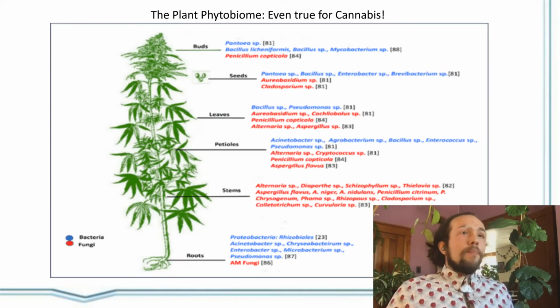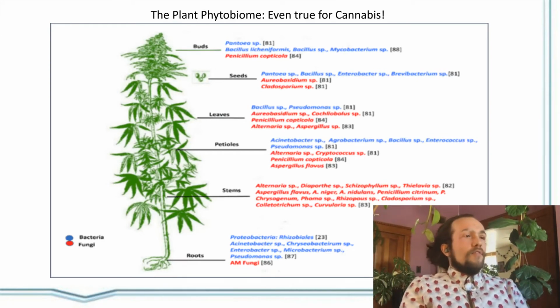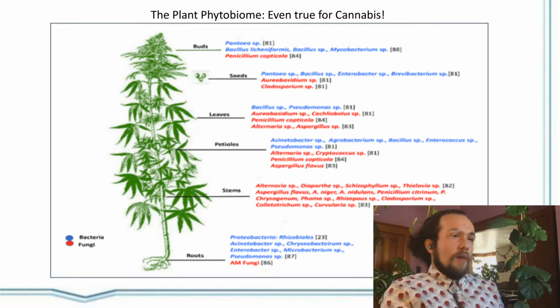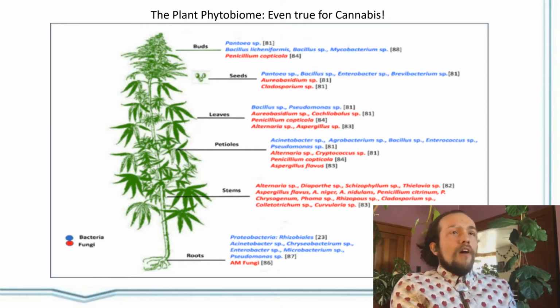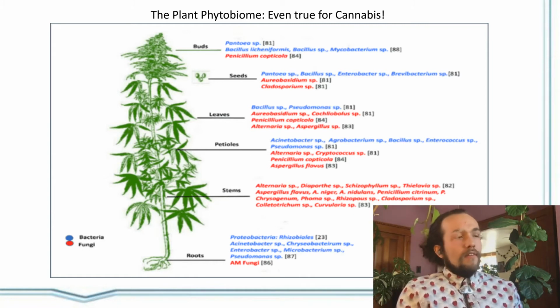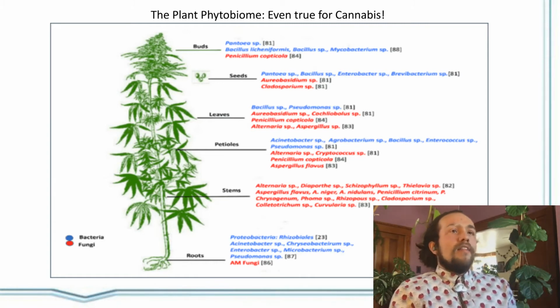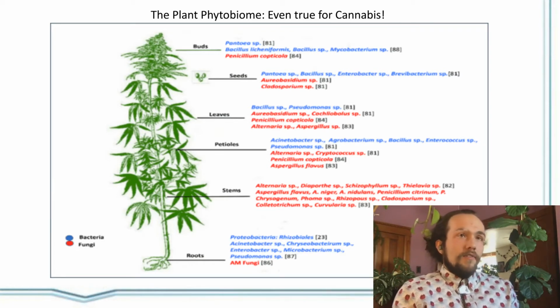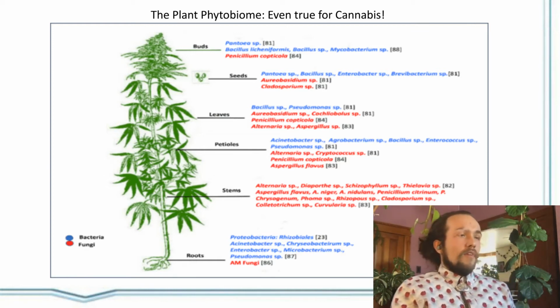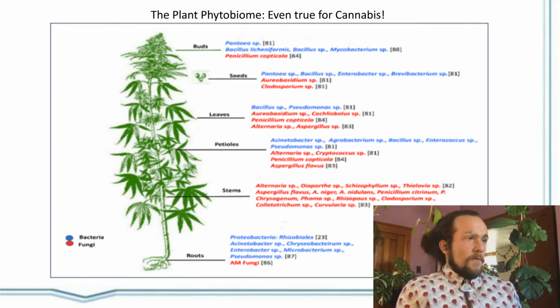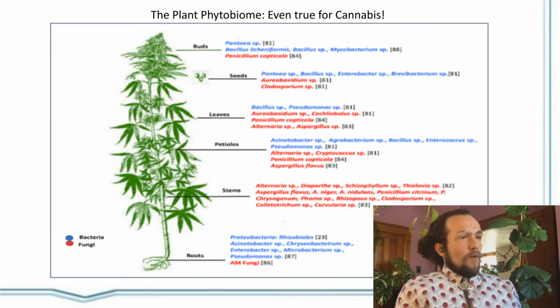And even the cannabis plant has a phytobiome. In this review by the authors, in the bottom right corner of this figure, they conducted a review of 122 papers and determined the most common genus level bacteria and fungi occurring in different tissues of the cannabis plant. So from the buds, seeds, leaves, petioles, stems, and the roots, these are the most occurring genera that have been published about on the cannabis plant.